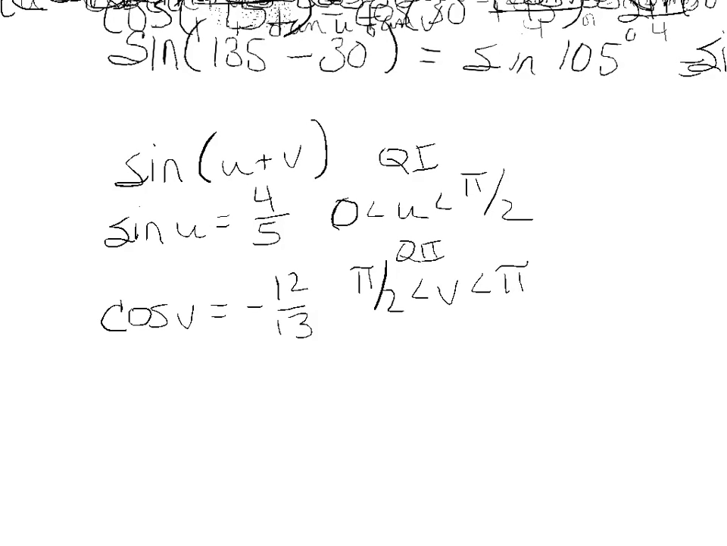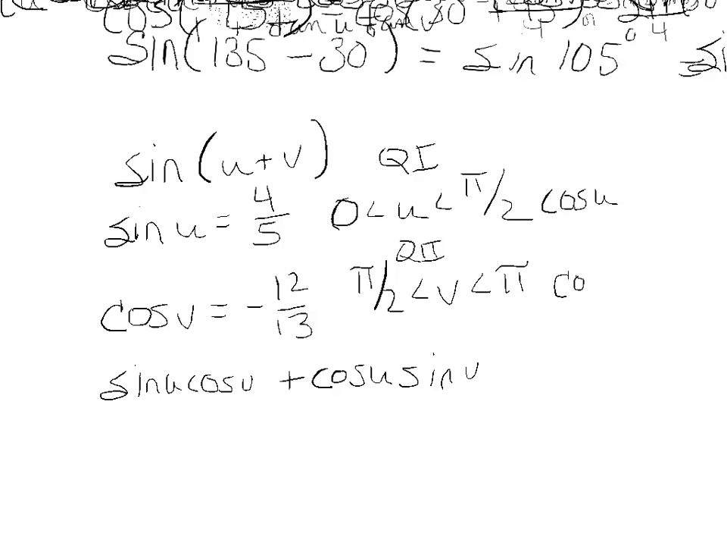Now, if I'm going to use this formula, the sine of U plus V, which is the sine of U cosine V plus cosine U sine V, what do I have to find? I need to know the cosine of U and the sine of V. Do you remember how to do that? We're going to have to find the cosine of U and the sine of V.